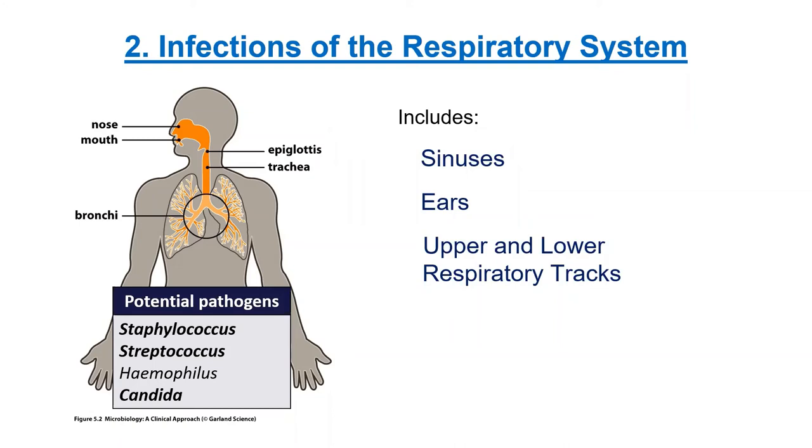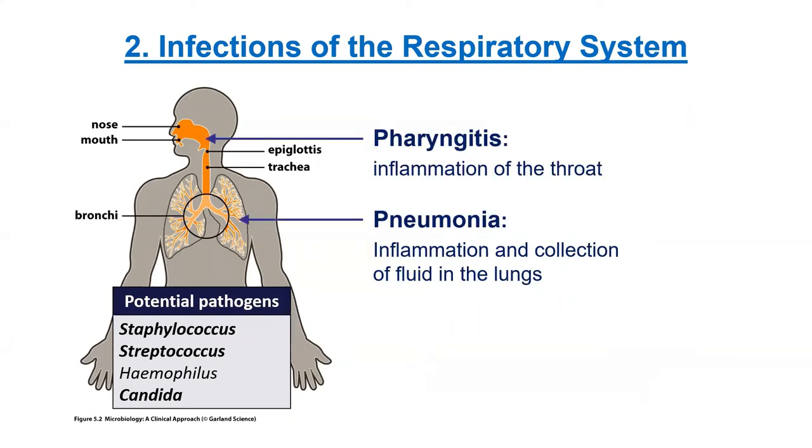So the respiratory system usually includes the lungs, upper and lower respiratory tract. Sometimes we include the ears and sinuses in there. And you can see from that list there, you've got the usual suspects. We've got staphylococcus, we have streptococcus. So that's just a small list. You're gonna see some other organisms in these lists here.